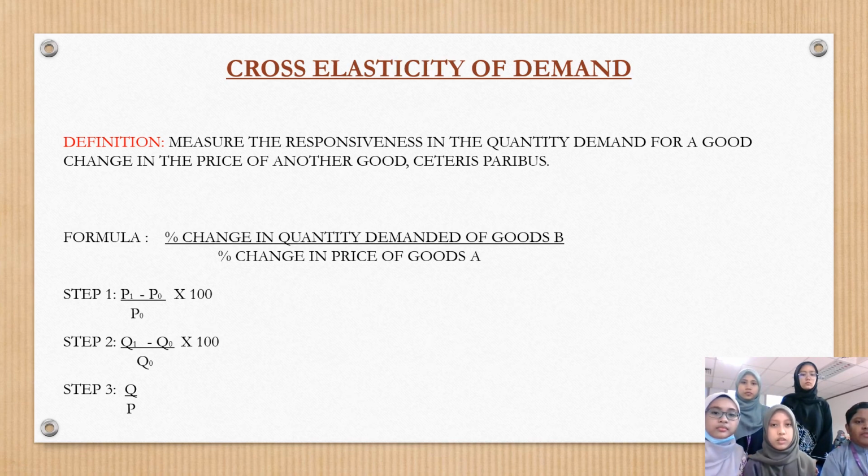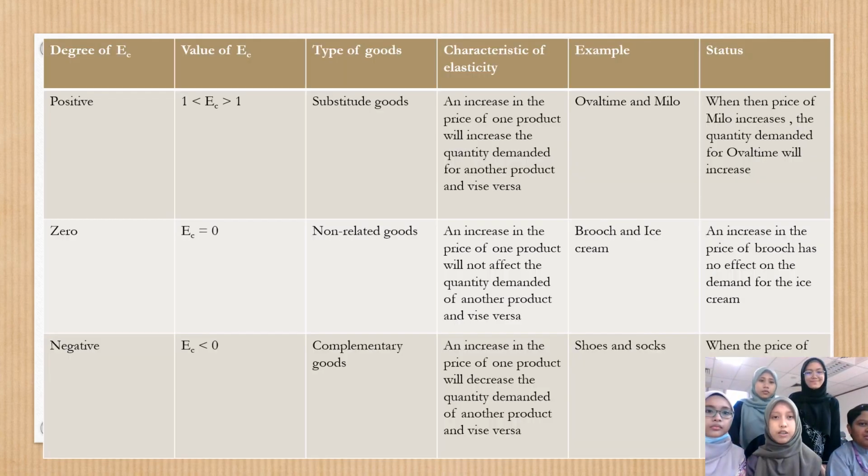Cross elasticity of demand. Definition: it measures the responsiveness of the quantity demanded for a good to a change in the price of another good. The formula is the same as income elasticity of demand. Degree of EC positive. Value of EC greater than 0. Types of goods: substitute goods. Characteristic of elasticity: an increase in the price of one product will increase the quantity demanded for another product and vice versa.